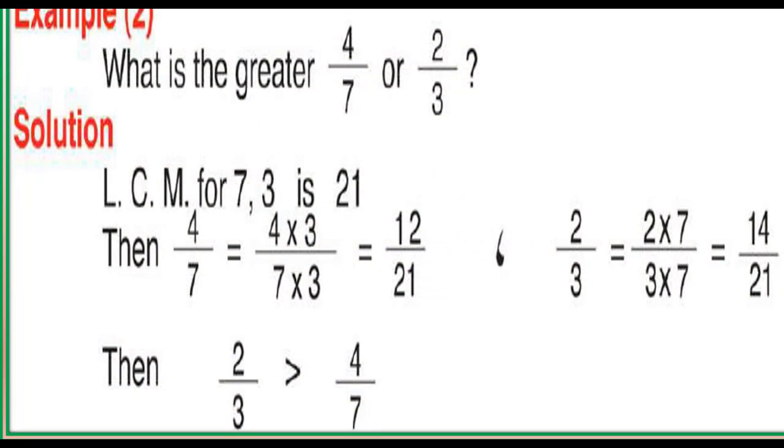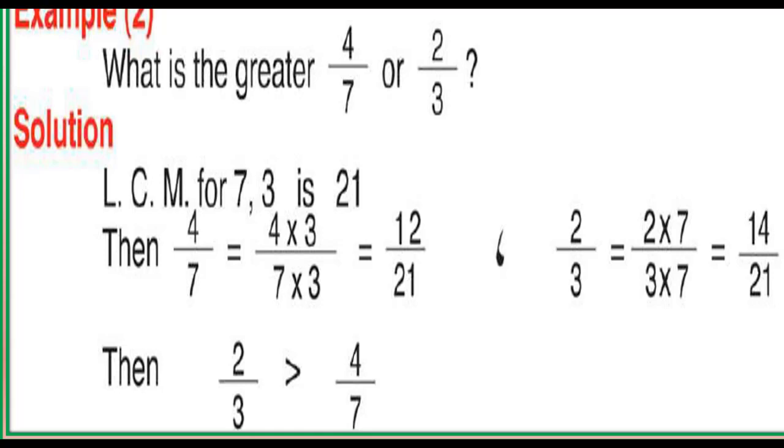What is the greater, 4 over 7 or 2 over 3? We can get the solution by two methods. The first one, try to get the lowest common multiple between 4 over 7 and 2 over 3. The denominators, try to get the LCM for the denominators 7 and 3. 7 and 3 are prime numbers. So when we want to get the lowest common multiple between two prime numbers, multiply 7 by 3. 7 by 3 equals 21.